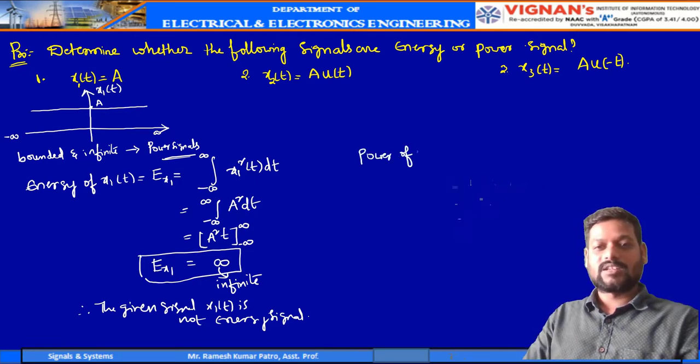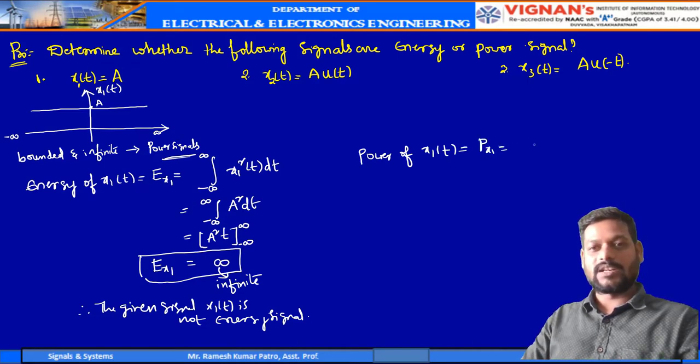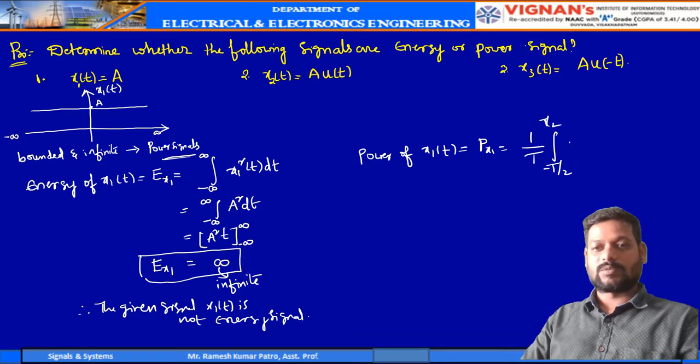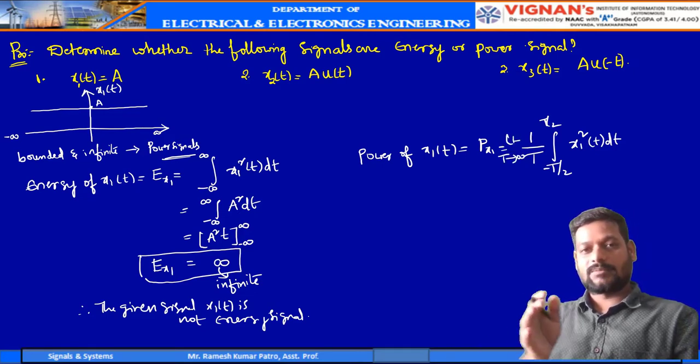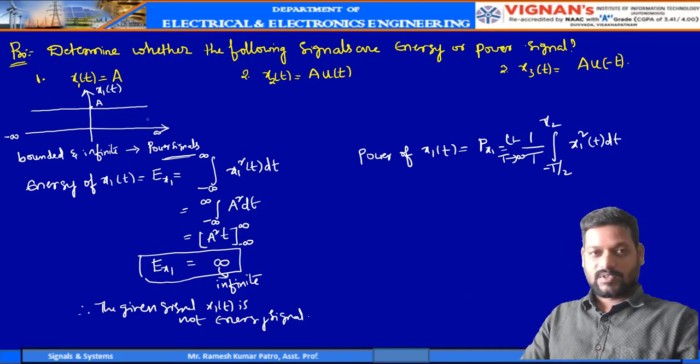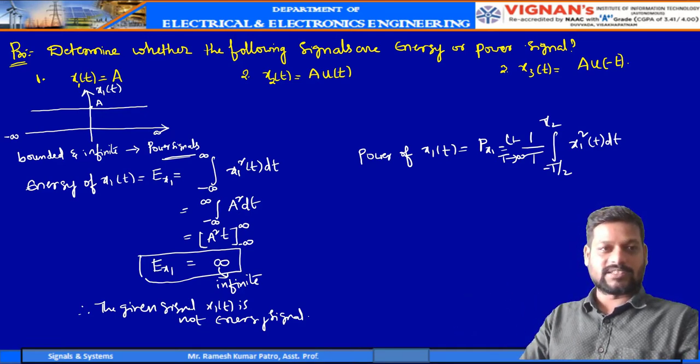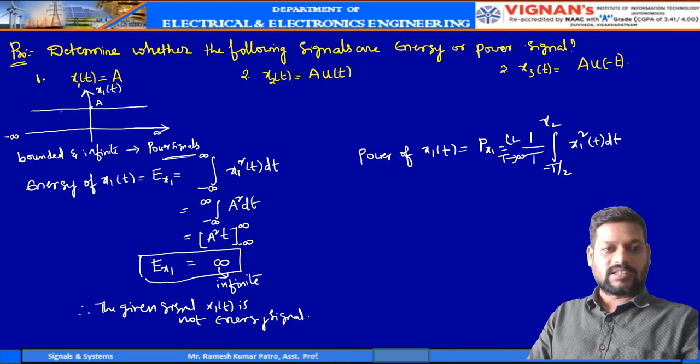The power of x1 of t, I will call it P suffix x1. As per the formula, it is 1 by T integral from minus T by 2 to T by 2 of x1 square of t dt, where T tends to infinity. It is not a periodic signal, therefore the time is tending to infinity. For suppose these are the time instants, minus T by 2 and T by 2.